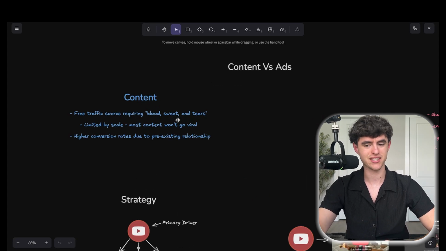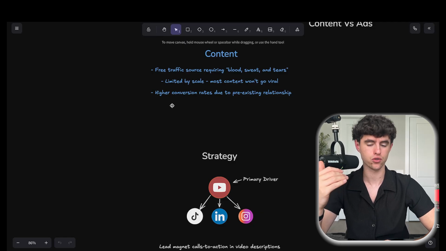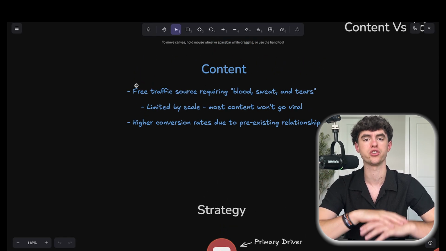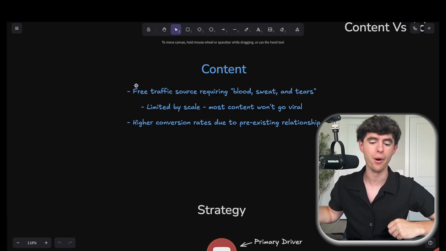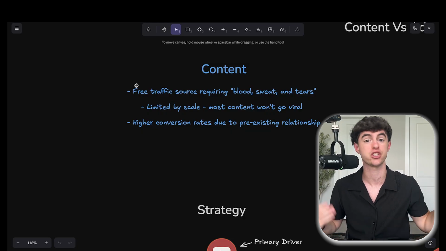So there's pros and cons to each. However, it's really important to understand both of them. And let's start off with content. So the beauty of content is that it's a free traffic source. You don't have to spend any money in order to actually compound results, but it's going to require months of blood, sweat, and tears in order to actually yield the results.